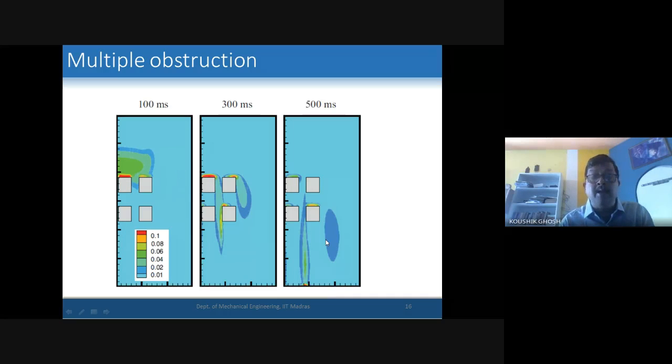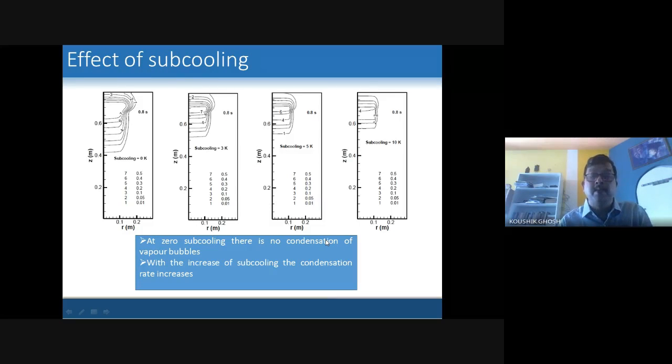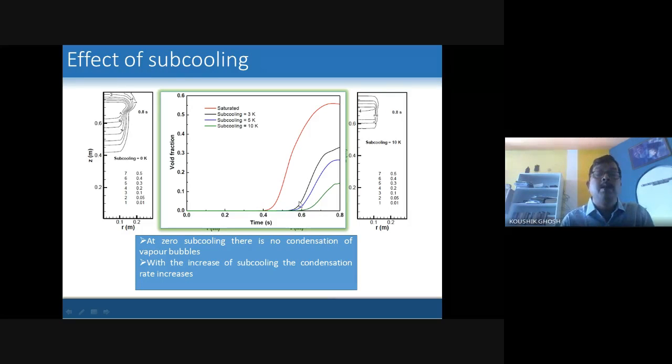And you can see the influence of subcooling. If we increase the subcooling from 3 to 10 K, you can see the void build-up is much less. Under saturated condition, 55% void is produced, and if we use 10 K subcooling, we are getting some 15% void. So you can see that subcooling of 10 degrees can reduce the void to a great extent, which we have simulated with the system level code.